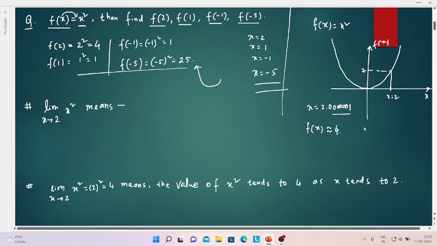Yeah. So if we put x equals 1.999999, right? It is also very close to 2, right? So can you tell me what will be the value of f(x)? It is basically very close to 4, right? It is very close to 4, right?